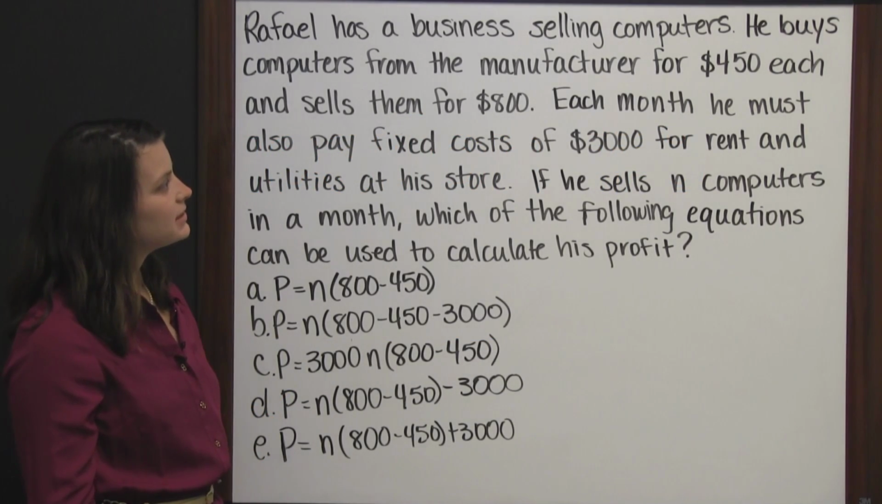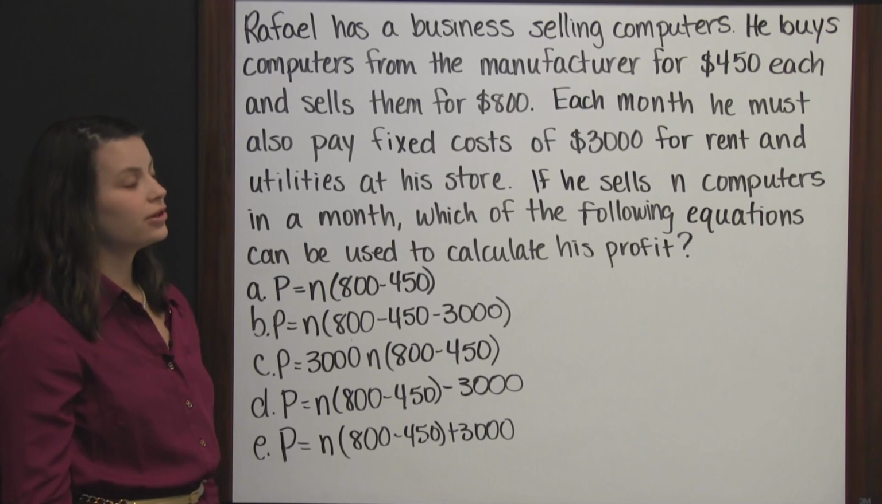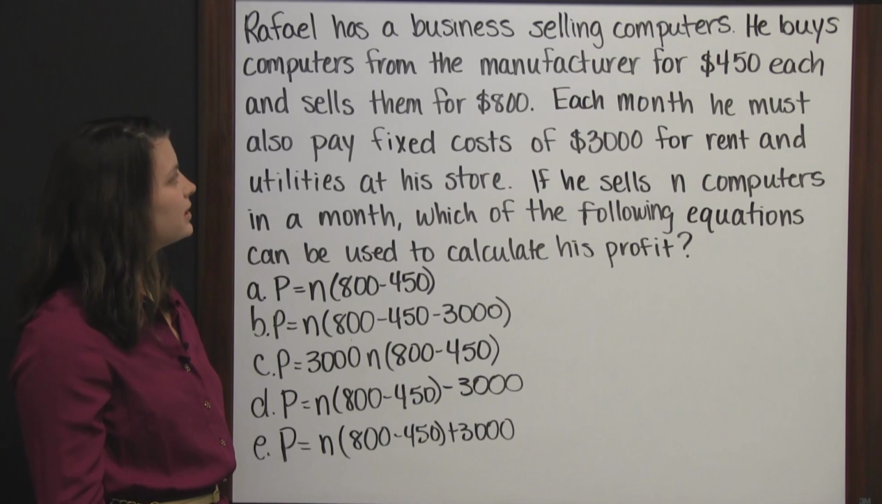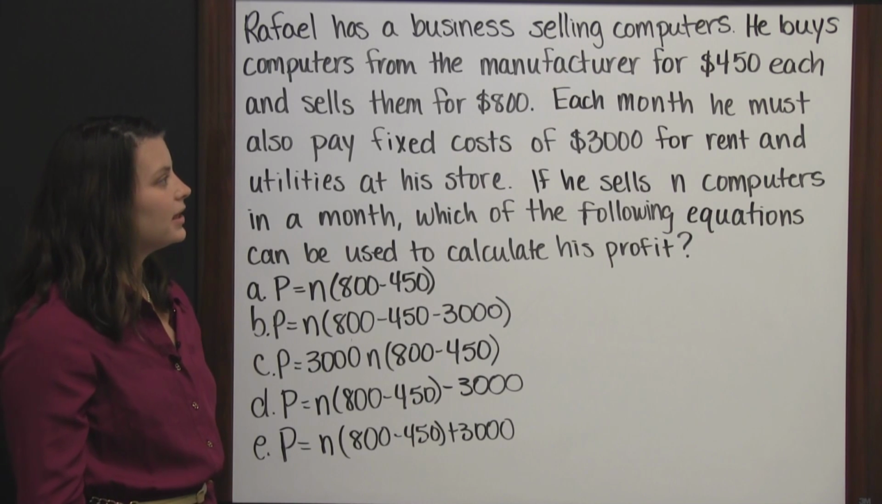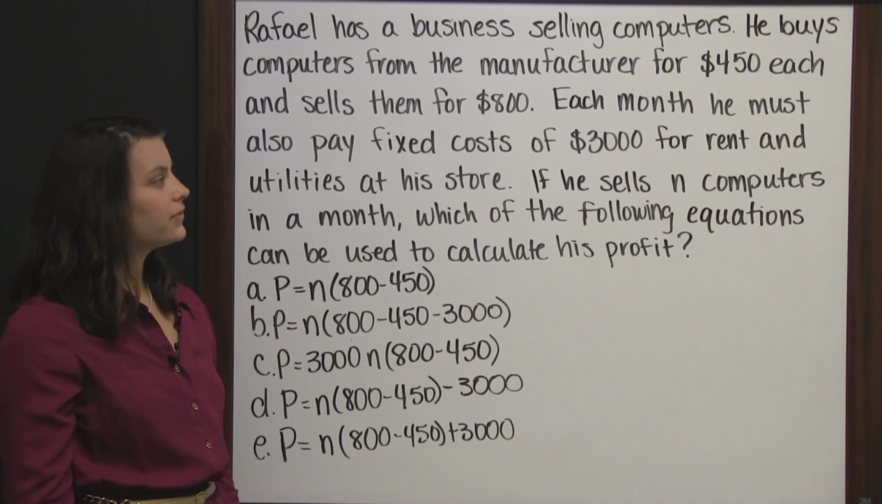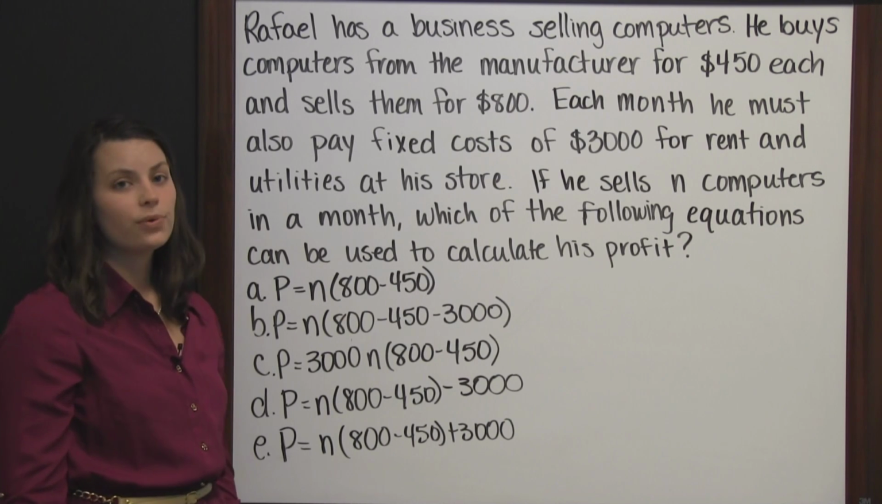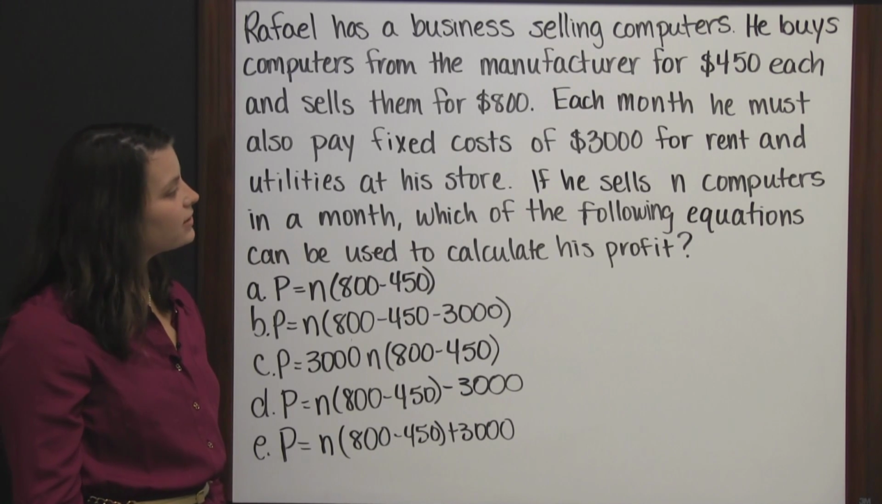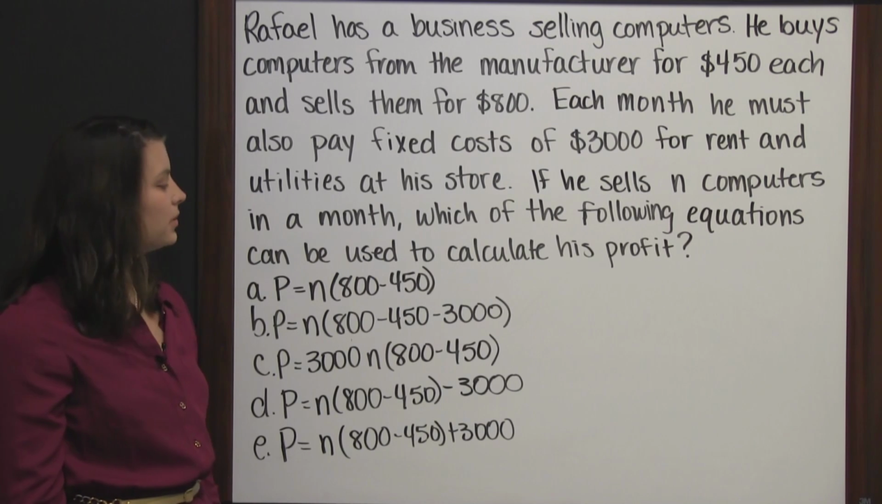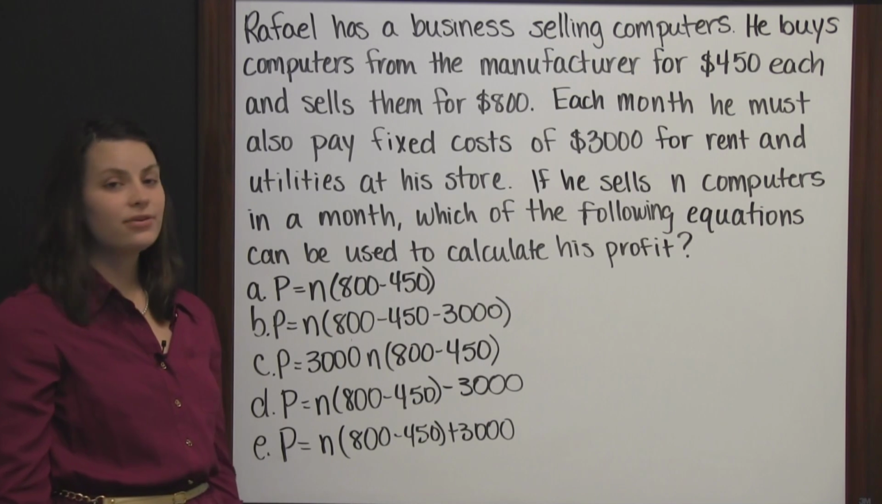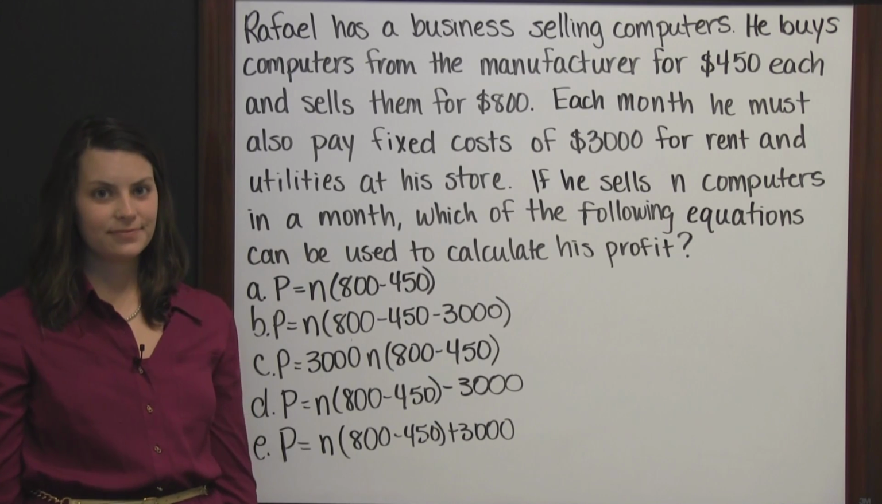Raphael has a business selling computers. He buys computers from the manufacturer for $450 each and sells them for $800. Each month, he must also pay fixed costs of $3,000 for rent and utilities at his store. If he sells N computers in a month, which of the following equations can be used to calculate his profit?